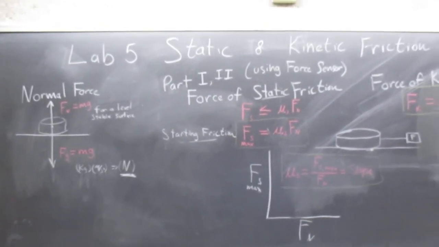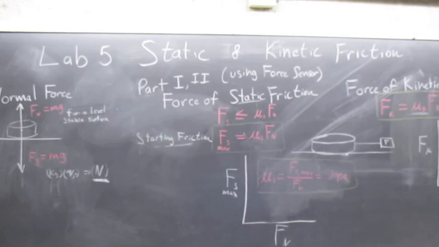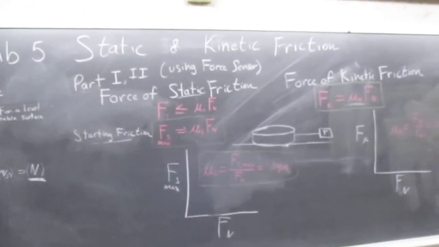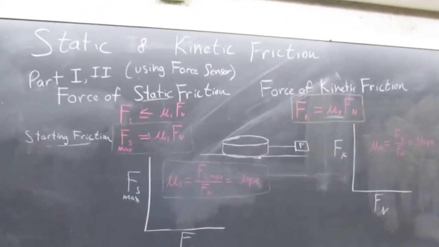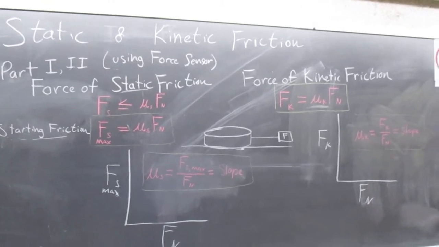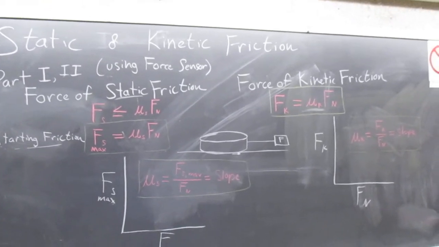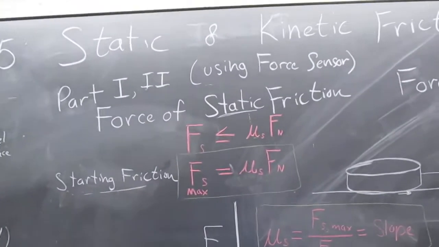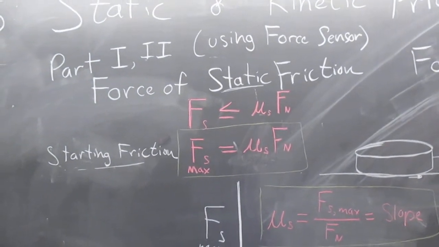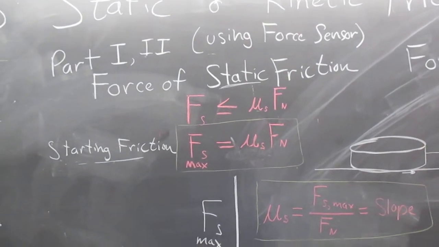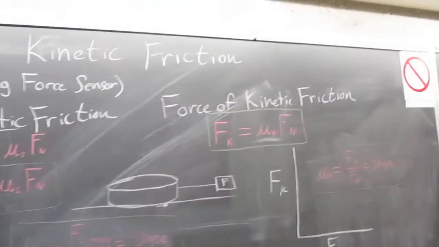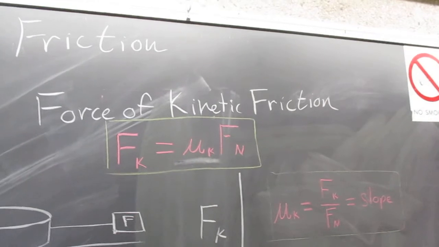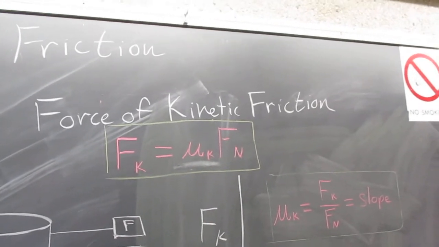Okay, this is the lab on static and kinetic friction. In this experiment, we're going to do two experiments in one. Our goal is to calculate the coefficient of static friction, mu sub s, and the coefficient of kinetic friction, mu sub k.